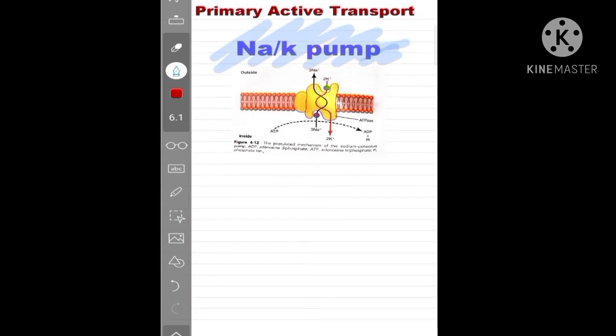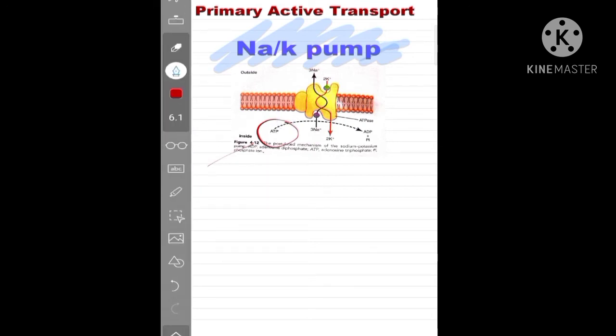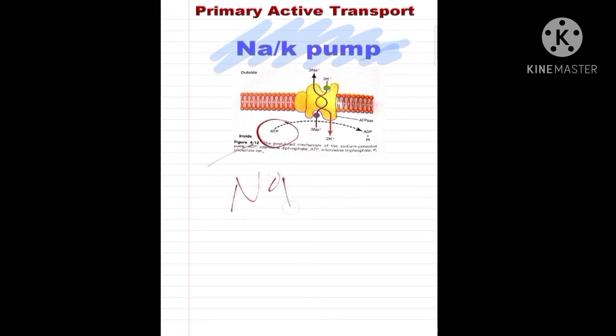Hello, today we are going to start with primary active transport, which mainly consists of the sodium potassium pump. Here is a diagrammatic representation of the sodium potassium pump. Here, the pump uses ATP, that is energy, to transport substances. It transports substances like sodium, potassium, calcium, hydrogen, and chlorine ions.